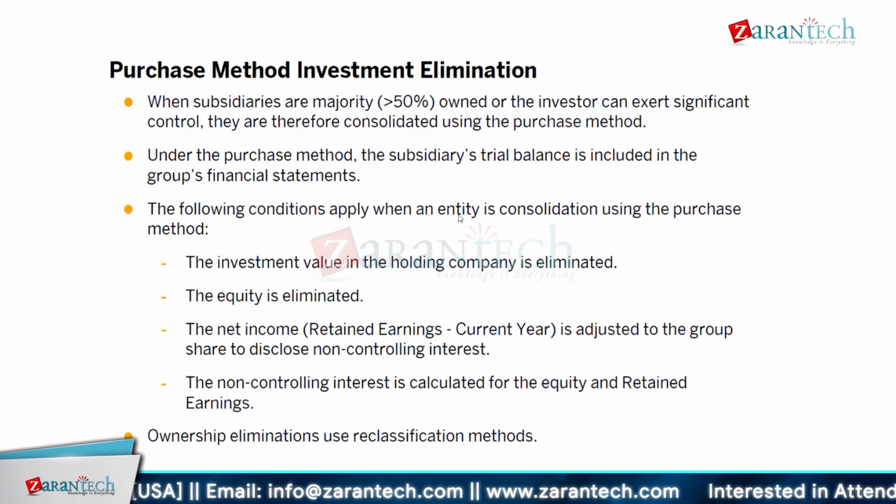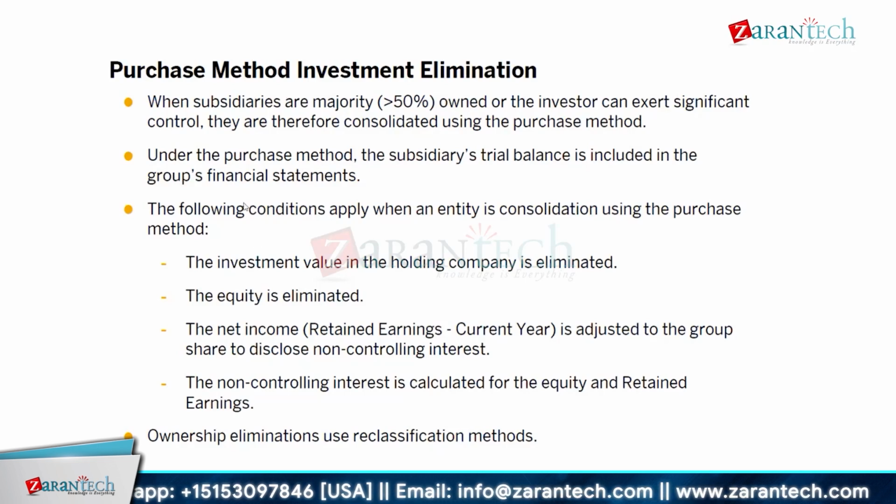The following conditions apply when an entity is consolidated using the purchase method. Investment value in the holding company is eliminated. Obviously, the investment should be eliminated because you got equity from the company. If the equity is eliminated, the net income is adjusted to the group share for disclosure, and it will update your NCI. Non-controlling interest is calculated for the equity and retained earnings, so NCI will get calculated for your current year retained earnings account.